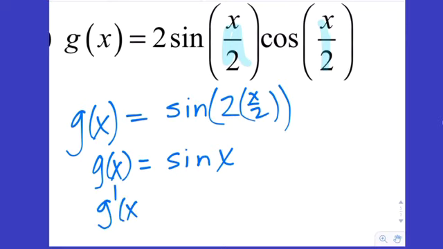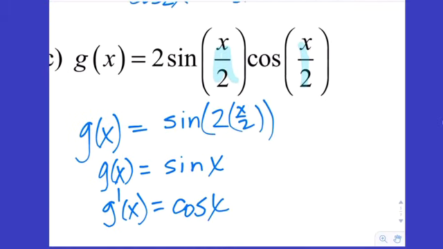So g prime is really just the derivative of sine, which is cosine. You got to love a trig proof inside of a calculus question. Fun, fun, fun. Yeah, so 2 sine of x halves times cosine of x halves is really the function sine of x in disguise. And that's a pretty darn good costume, okay?